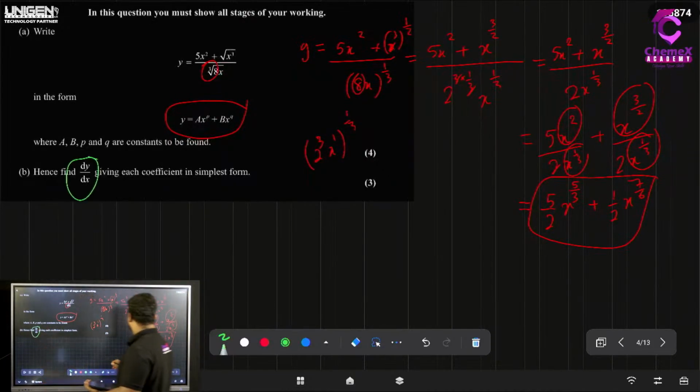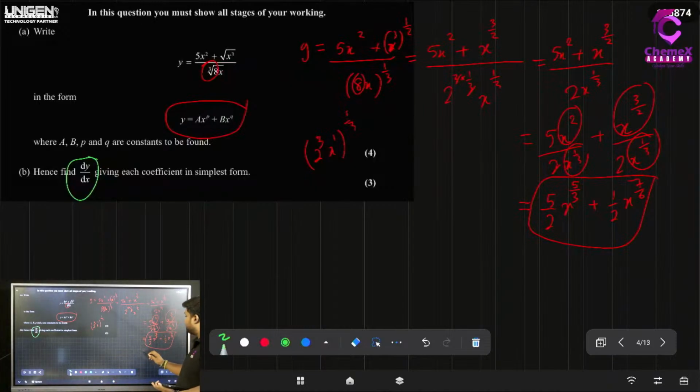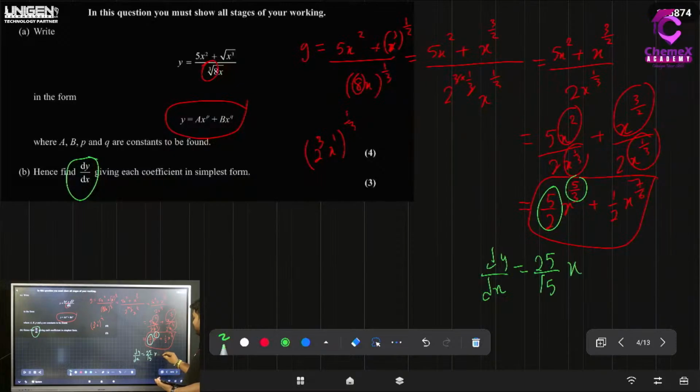Next is dy over dx. That's easy. How do you convert this to dy over dx? You multiply this with this. So that's going to be 25 over 6 x to the power 5 over 3 minus 1, which is 2 over 3. So it's going to be 25 over 6, not 15.